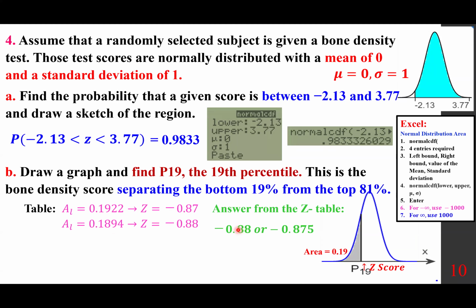So negative 0.88 or negative 0.875. This is closer, that's why. I hope you recognize this is closer to 0.19 than this one. That's why.